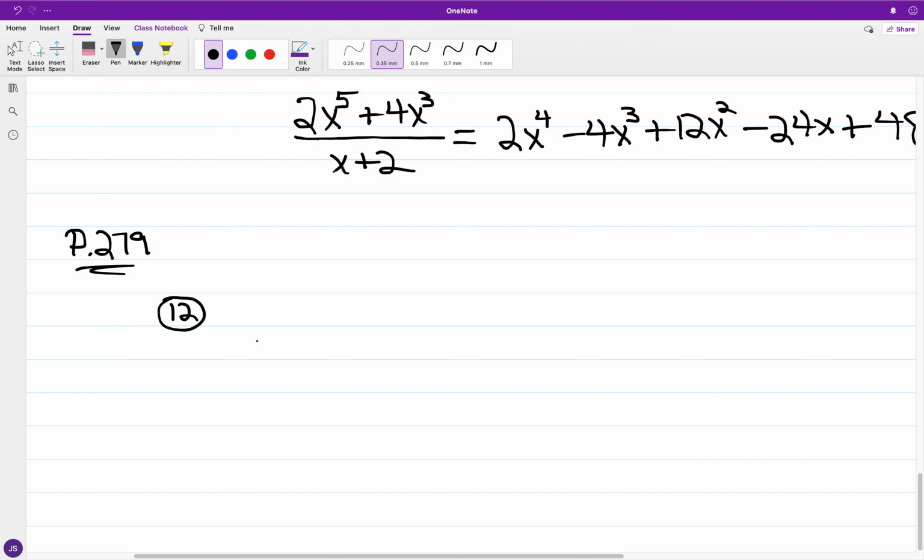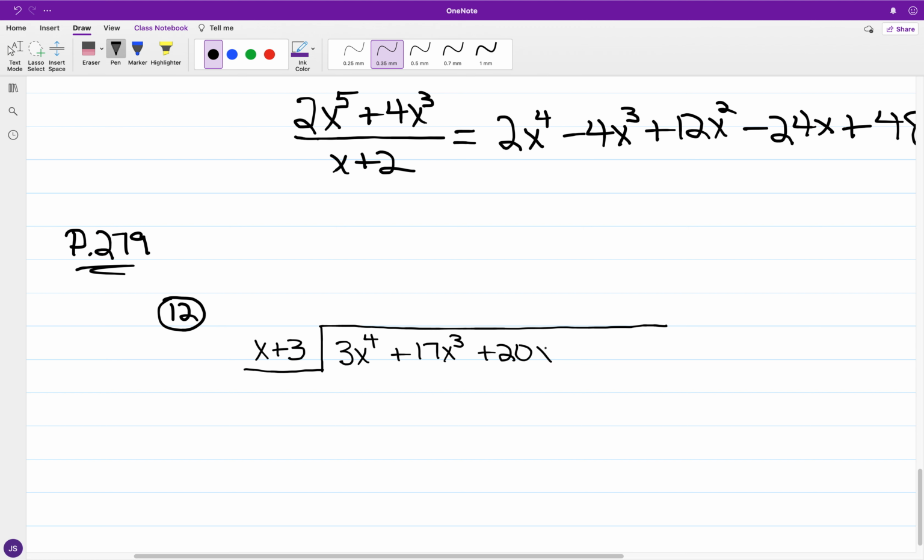So in this case, you have x plus 3, and you have into 3x to the fourth plus 17x cubed plus 20x squared minus 28x, and we have minus 48. So again, this is going to be the long division setup.